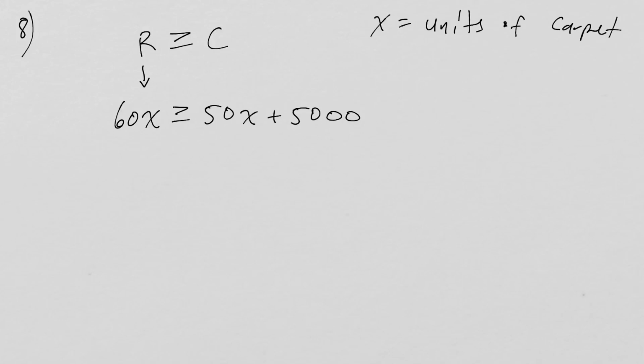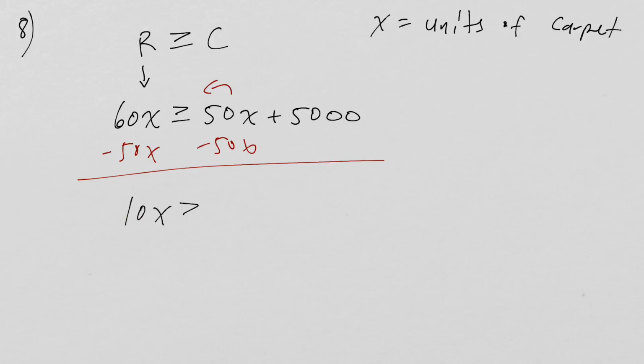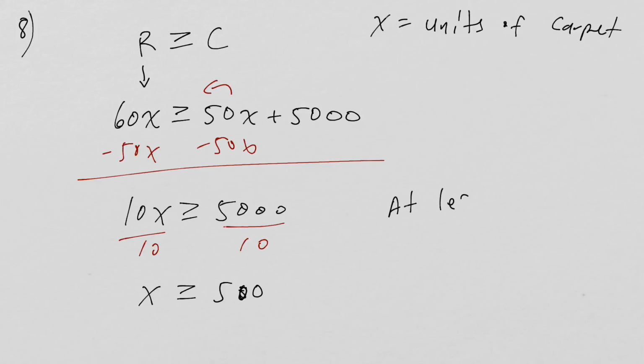Okay, so let's bring this 50x over to the left by subtracting it. And I'll get 10x is greater than or equal to 5,000. I'll divide by 10. So I'll get x is greater than or equal to 500. So 500 units of carpet. So this must be at least 500 units of carpet.